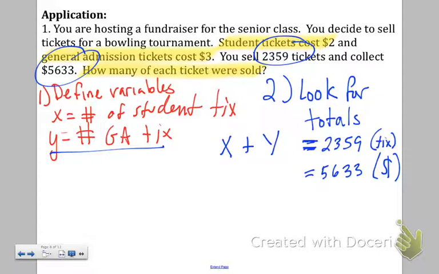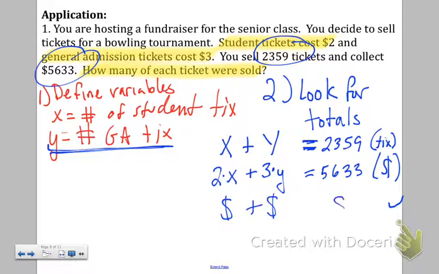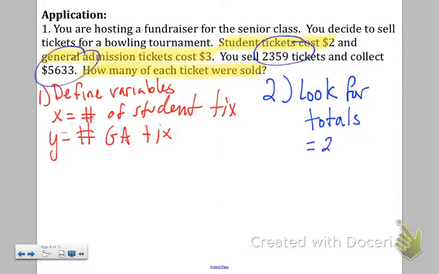And then if we took the price for the student tickets times the number of them, that gives us the dollar amount for all the money for the student tickets, plus the price of the general admission tickets times how many we sell. Remember that y stands for general admission tickets. So if we multiply that number times its price, that will give us a dollar amount for the total money we make off of general admission tickets. Add those two together, and we get the total dollar amount. Next, we just solve with the elimination method.